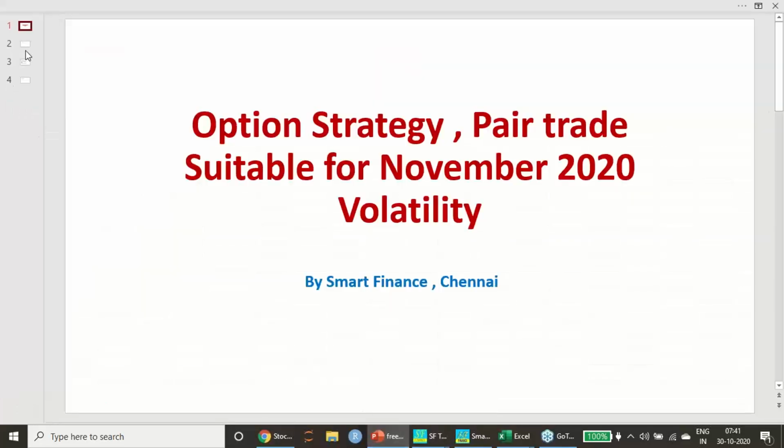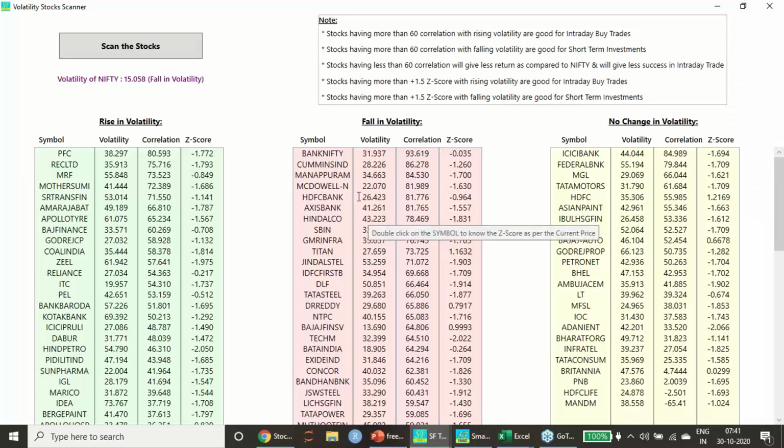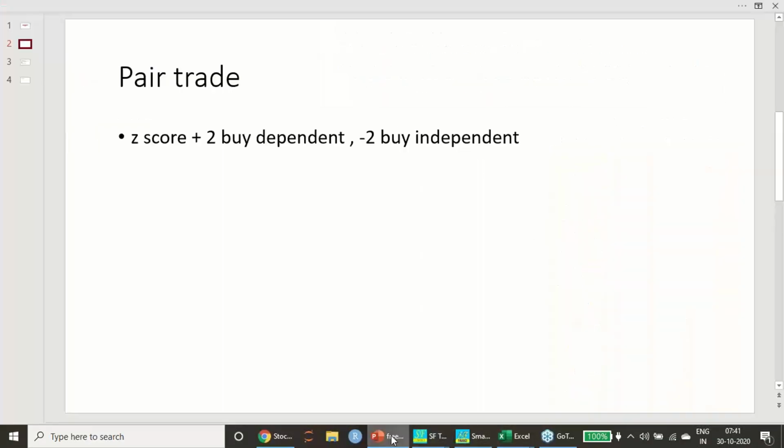Then again, I'll be going to the second part. Some other process also you can do for pair trade using the Z score. So how to do the pair trade using the Z score? You will find a lot of videos on our website. We have a fantastic software here. So Z score says that here +2 by dependent, -2 by independent.